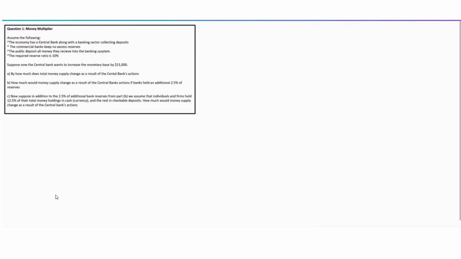In this question, we want to look at the money multiplier, where we're assuming that the economy has a central bank along with the banking sector that collects deposits. So before we proceed, there are certain things that we should keep in the back of our mind for this problem. Let's just go with that. Things to keep in the back of your mind for this problem.